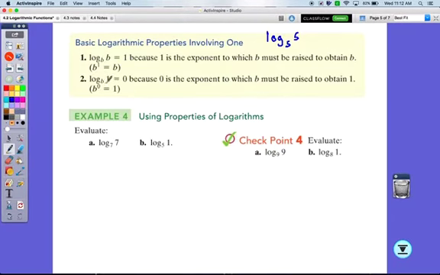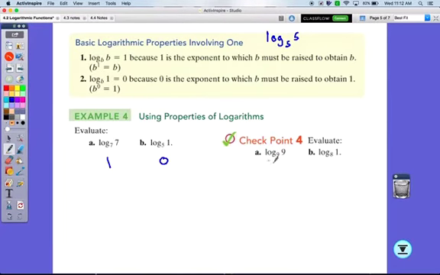All right? And then if you have 1 as your argument, no matter what the base is, your answer is going to be 0. Because when we're saying b to what power gives me 1, we learned with exponents that anything raised to the 0th power gives me 1. So if the base and the argument are the same on A, which they are, my answer is 1. If the argument is 1, my answer is 0.